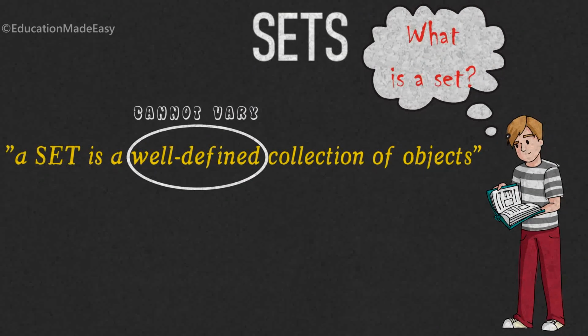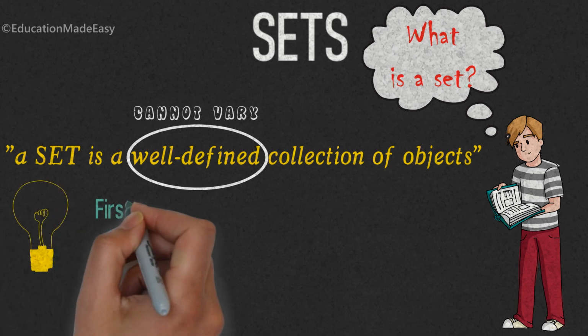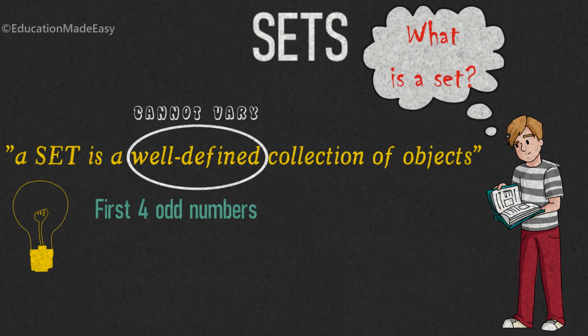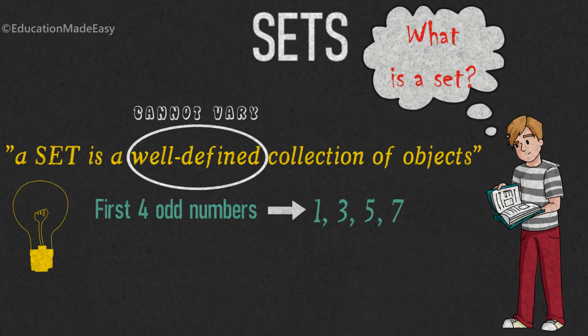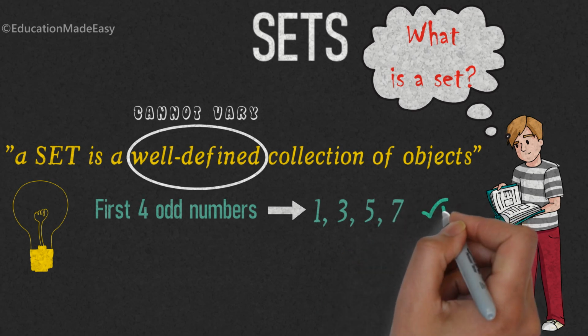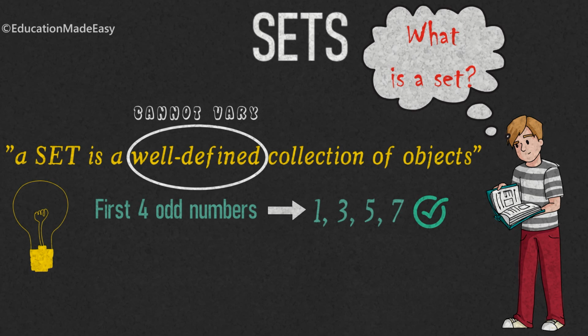Let us consider some examples to understand more about well-defined. Consider first four odd numbers. We all know that the first four odd numbers are 1, 3, 5, and 7. This is well-defined because nobody can change the first four odd numbers. Whatever happens, the first four odd numbers will always be 1, 3, 5, and 7. Therefore, this can be considered as an example for a set.